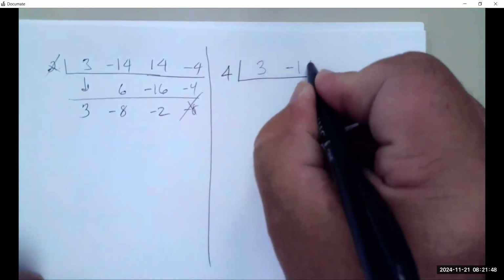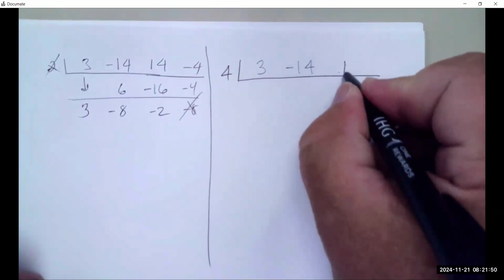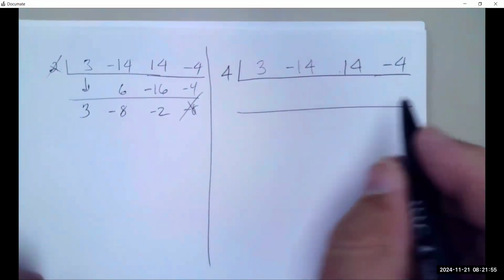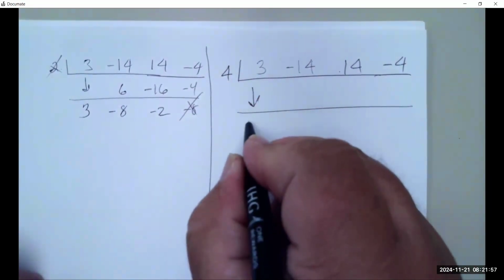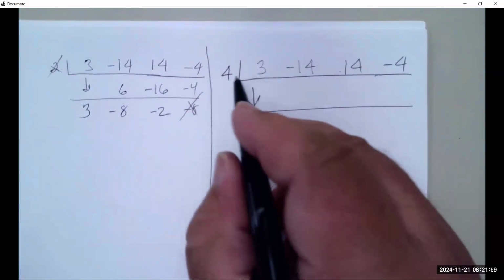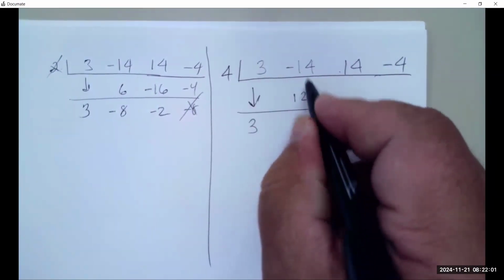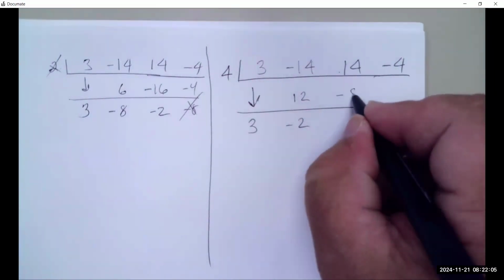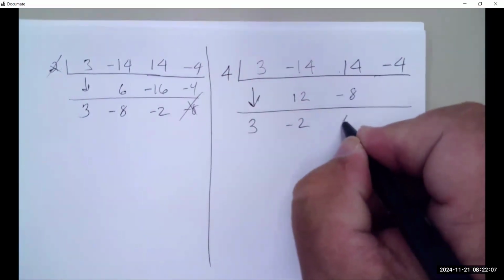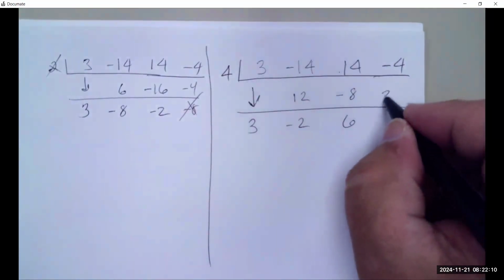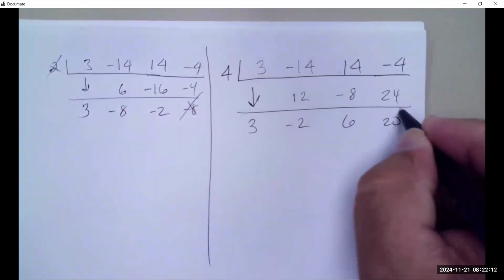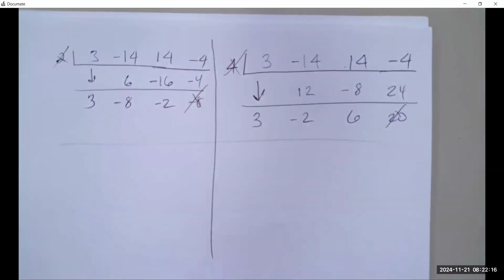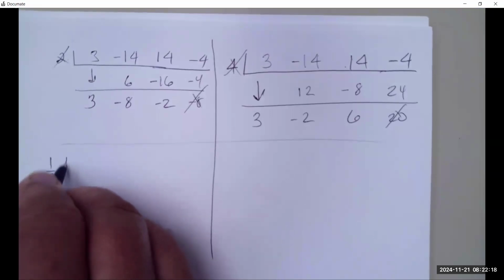3, -14, 14, -4. Bring down the first term. 4 times 3 is 12, minus 14 is -2. 4 times -2 is -8. Makes it 6. 4 times 6 is 24. That makes it 20. So that doesn't work. So now we gotta try 1/3.